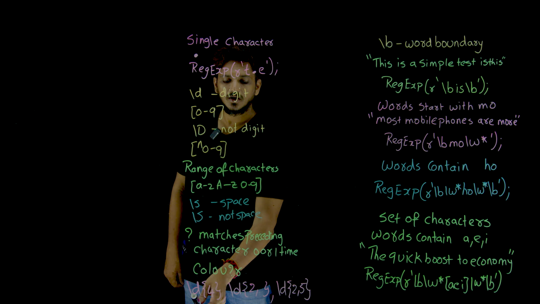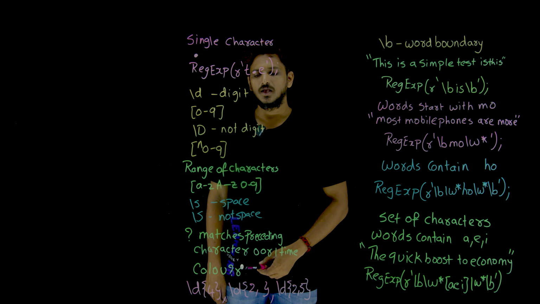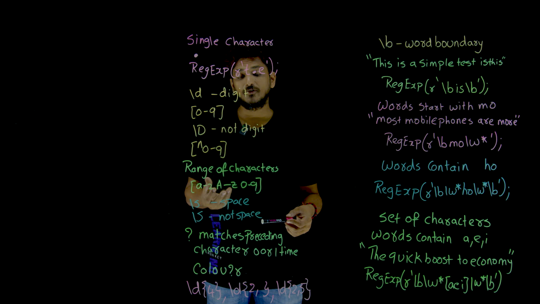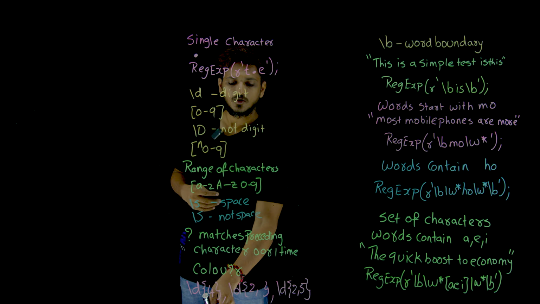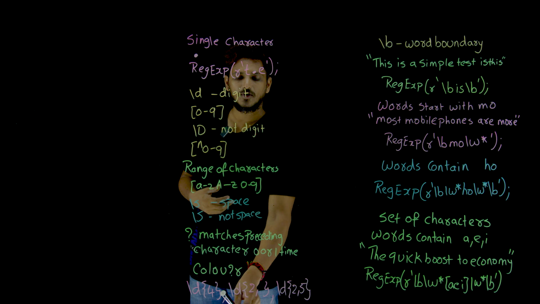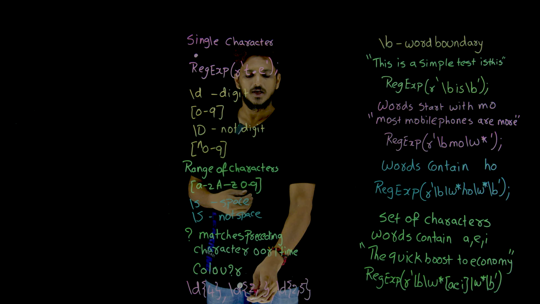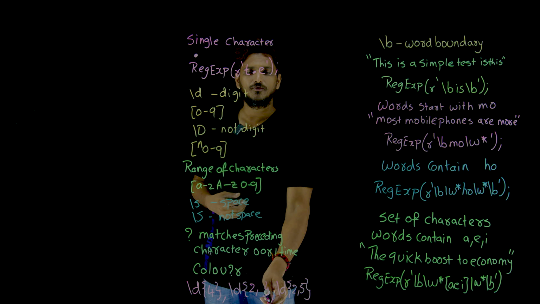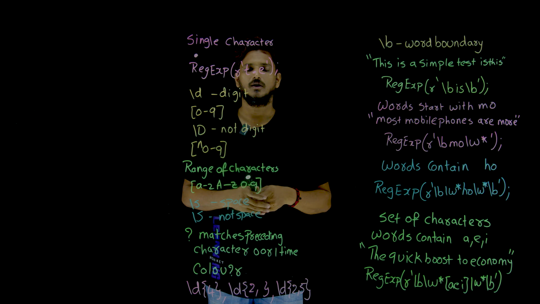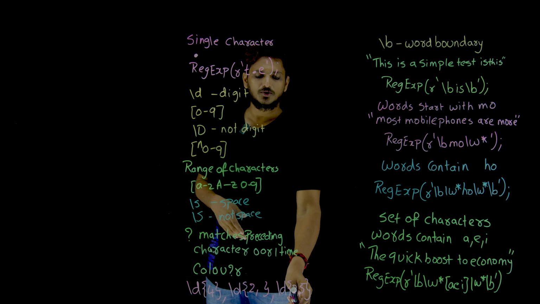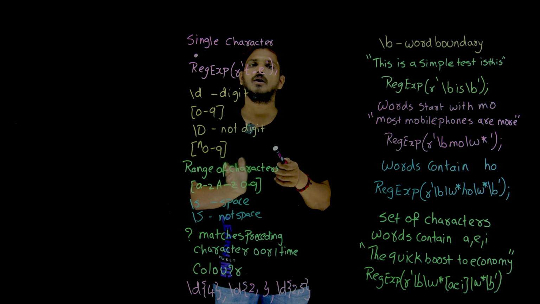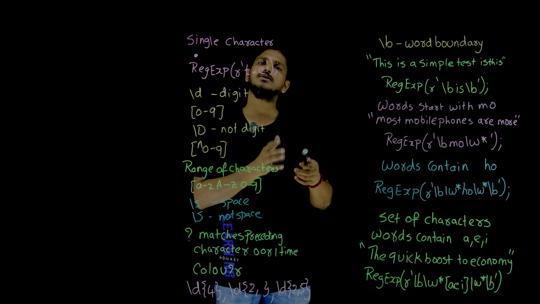Similarly, the next one is \d, which means only digits. How many digits do you want to identify? If you want to identify 4 digits, then you have to mention the count in curly brackets: \d{4} means 4 digits. Similarly, \d{2,} , if you don't mention the upper limit, then it is going to take 2 or more digits. Similarly, \d{2,5} means 2 to 5 digits it is going to take: 2 digits, 3 digits, 4 digits, or 5 digits.